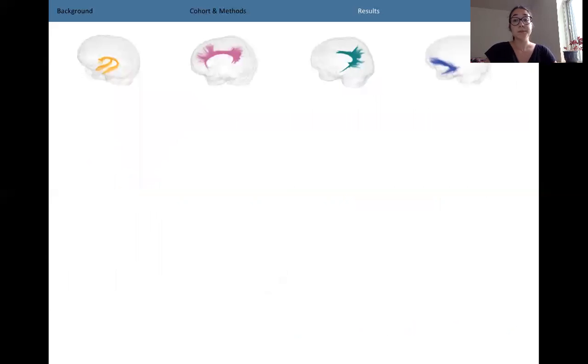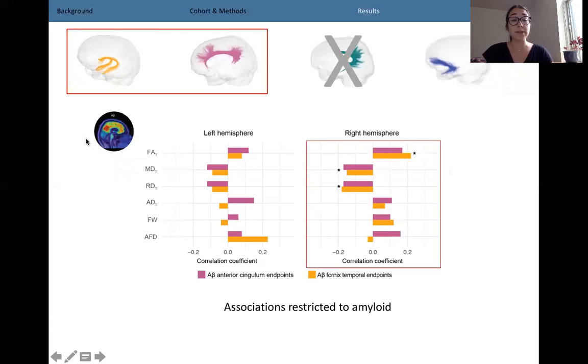Turning to the results, we see associations in 3 of our 4 bundles of interest. Starting in the fornix and the anterior cingulum, we see associations only with amyloid. The pattern that we see is that there is higher anisotropy and less diffusivity with the presence of amyloid in the brain. Basically, what this means is that there is less space for the water molecule to diffuse along this bundle if there is more amyloid in the brain.